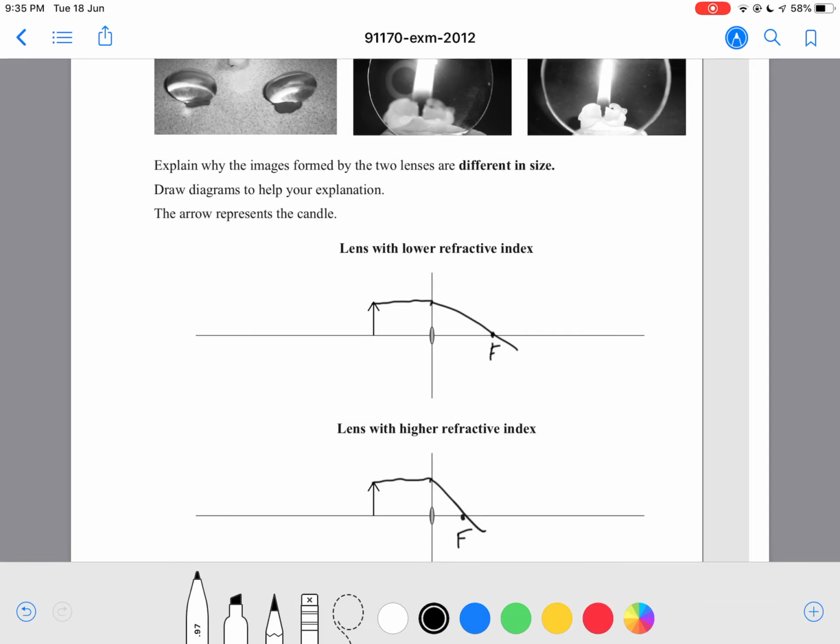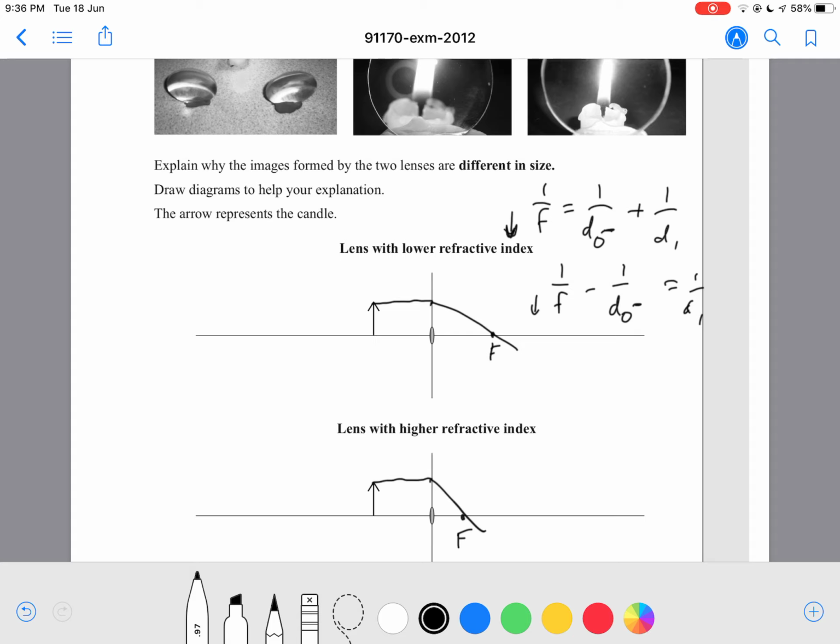Basically, we have our equation: 1 over f equals 1 over do plus 1 over di. Let's say our focal length has gone down, but our do remains constant. So that means we have 1 over f, which is a lower focal length, minus 1 over do, which is a constant, and that equals 1 over di.